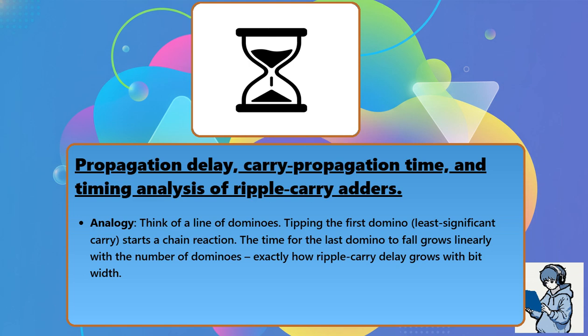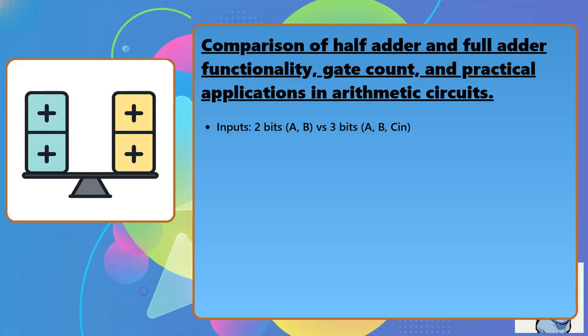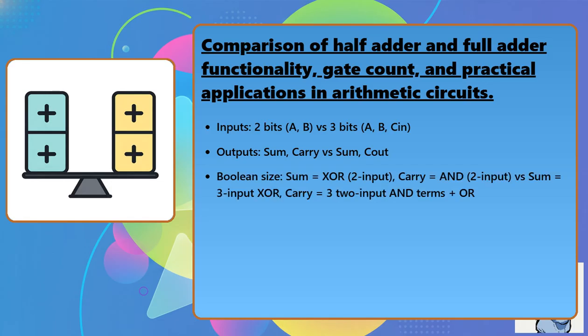Half adder versus full adder. Inputs: 2 bits, A and B, versus 3 bits, A, B and Cin. Outputs: sum and carry versus sum and Cout. Boolean size: sum equals XOR (2-input), carry equals AND (2-input), versus sum equals 3-input XOR, carry equals three 2-input AND terms plus OR.